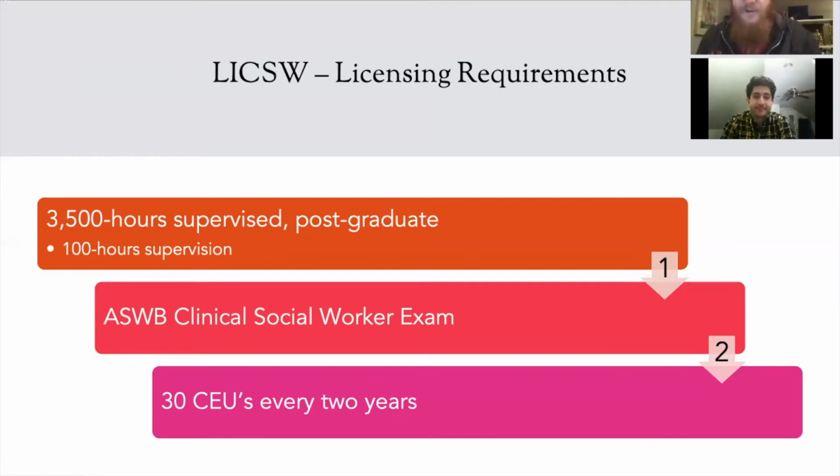They then must complete and successfully pass the ASWB clinical social worker exam. And again, we see a similarity here. 30 CEUs every 2 years in order to maintain their license. They need to also be continually engaging in new content, new trainings, new ways of doing the work.